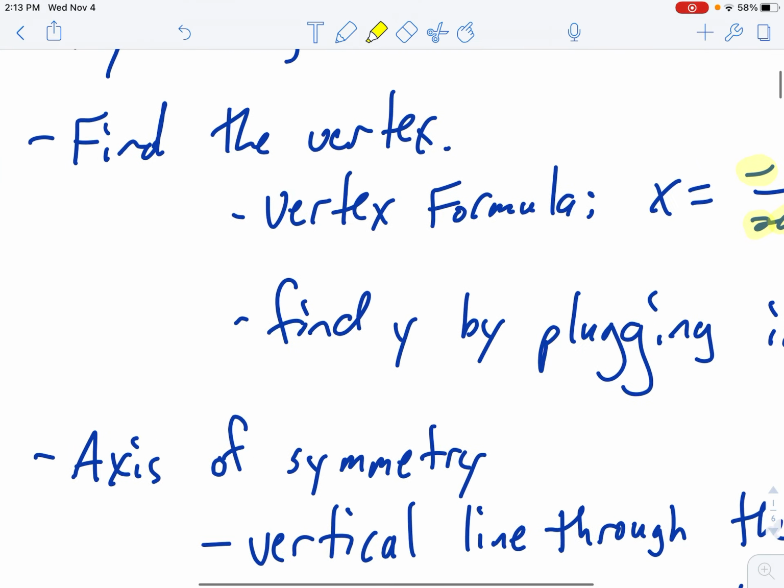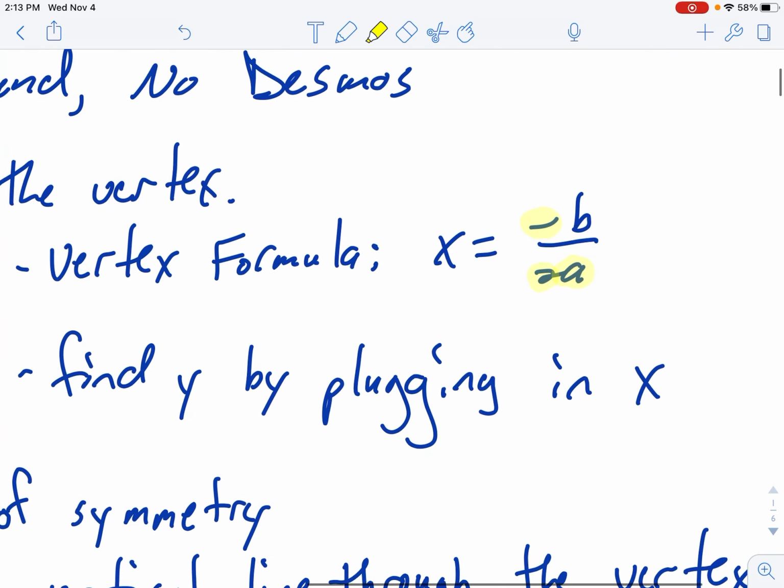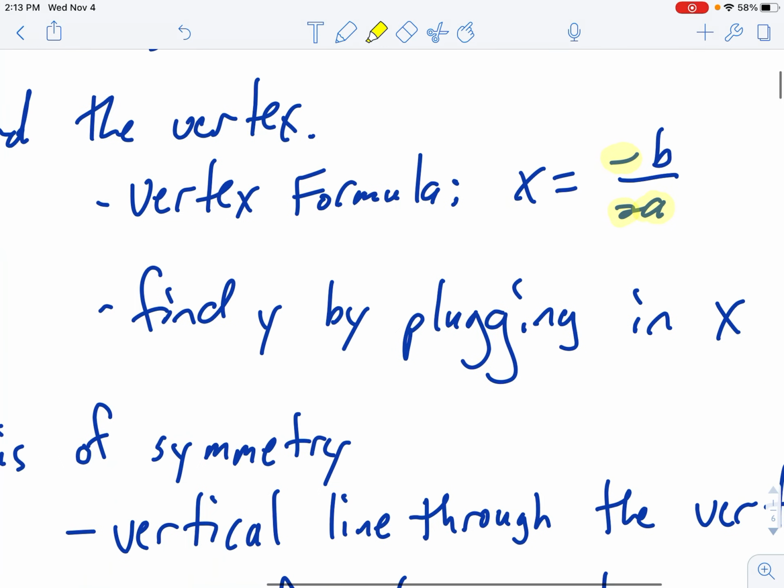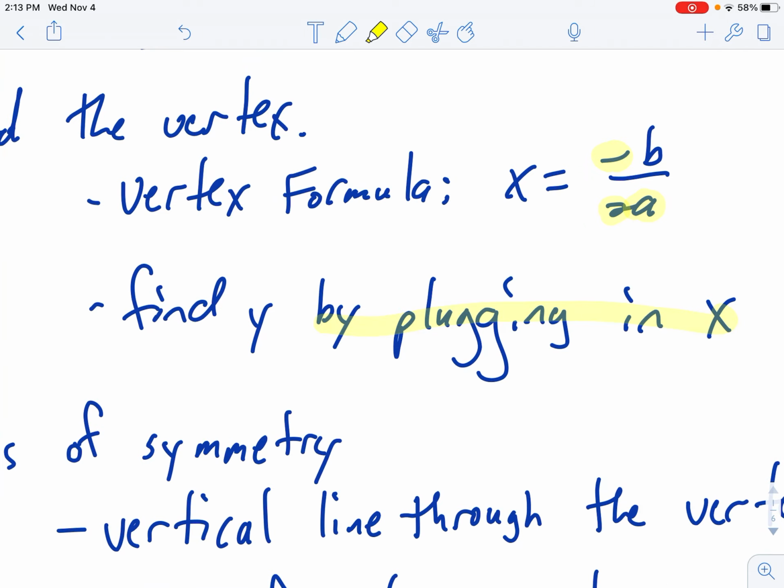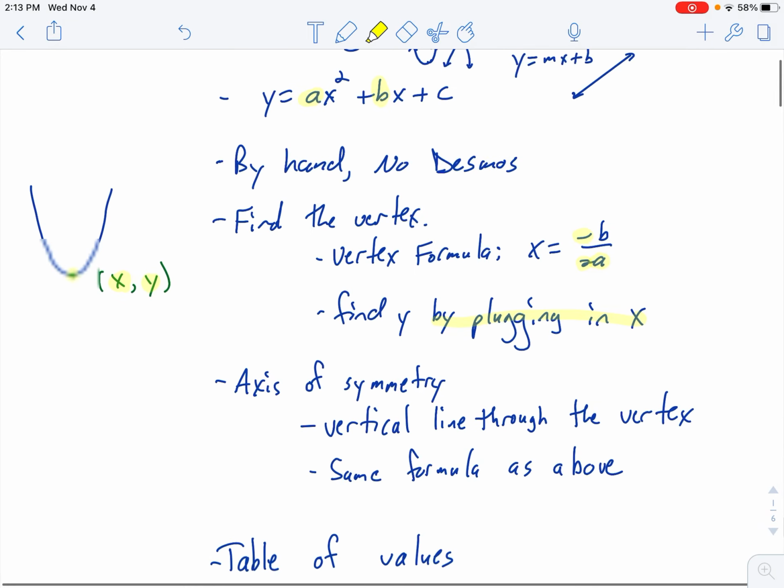Now, again, a vertex is a point, so it has an x and a y coordinate. That formula gives you the x coordinate. To get the y coordinate, you find the y by plugging in x. So you plug it in and work it out, and that gives you the y coordinate. So that's one step in the process. I'll be doing it in every example.